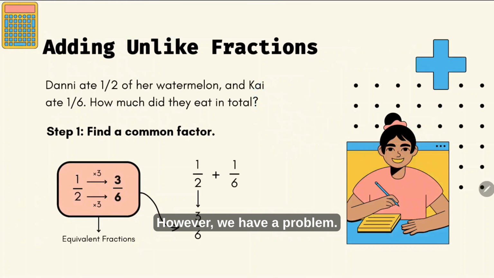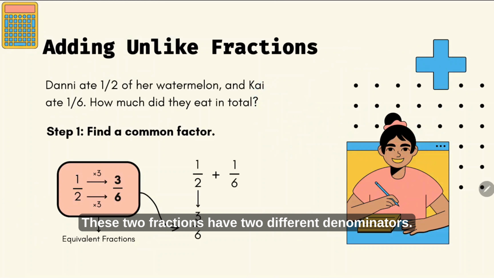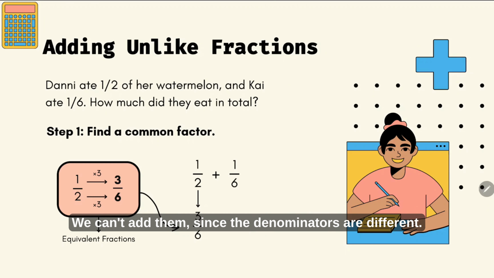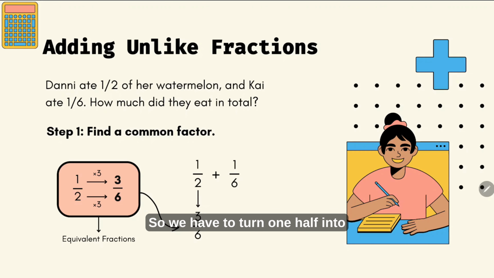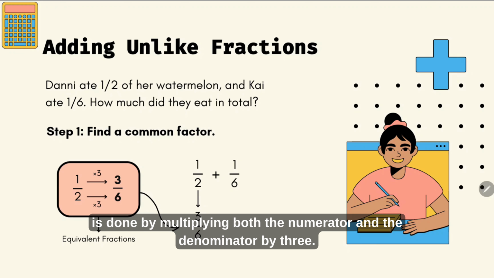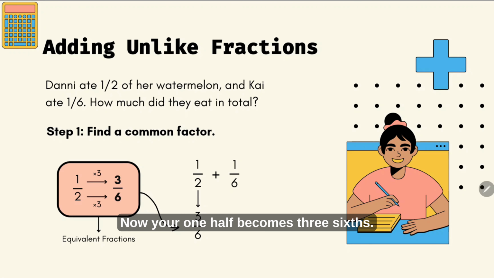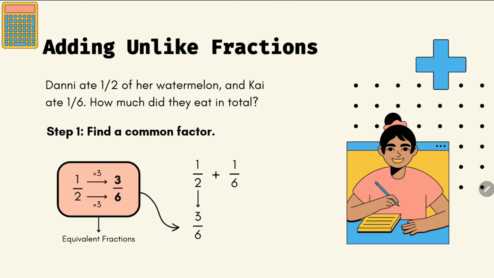However, we have a problem. These two fractions have two different denominators. We can't add them since the denominators are different. So we have to turn 1/2 into a fraction with a denominator of 6. That is done by multiplying both the numerator and the denominator by 3. Now your 1/2 becomes 3/6.